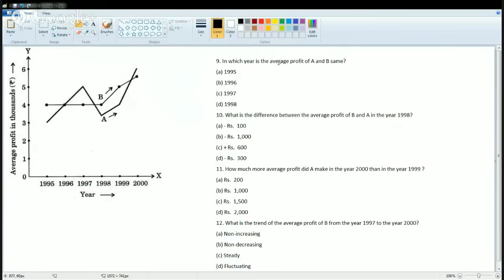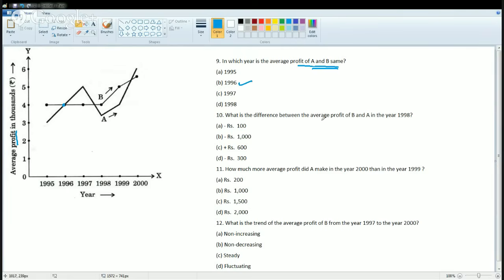So in which year is the average profit of A and B the same? So this is the point where average profit for both the firms is the same. So this is the profit. So where the vertical points are meeting for A and B on the dotted line is the same, at 1996.